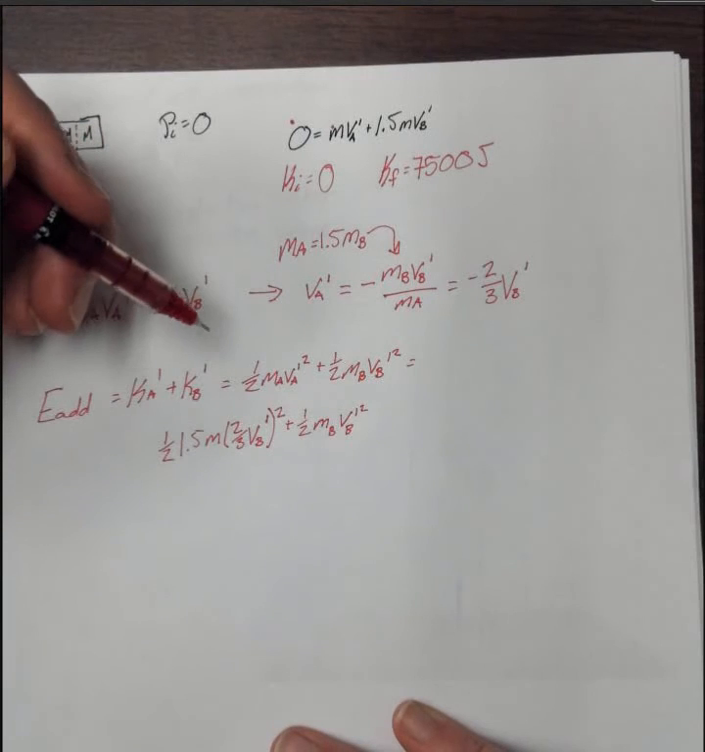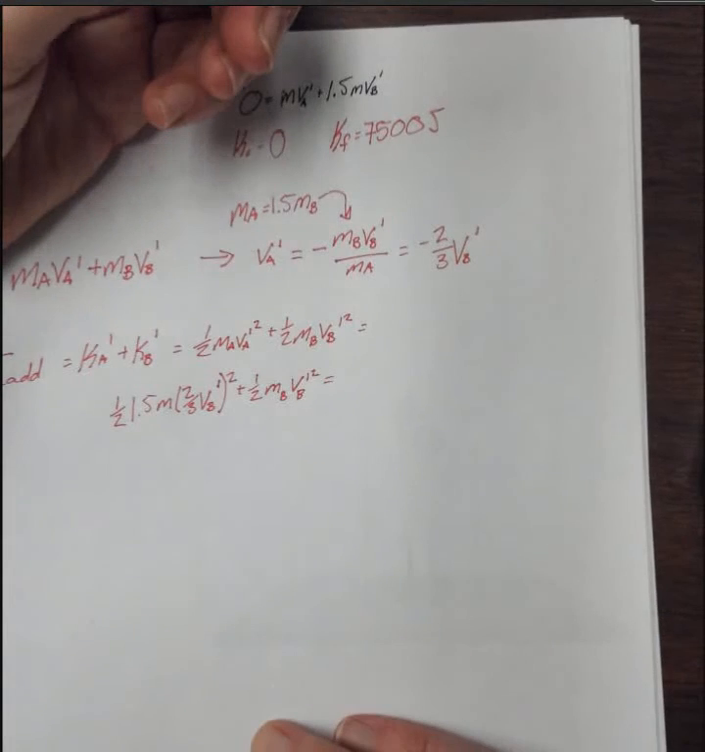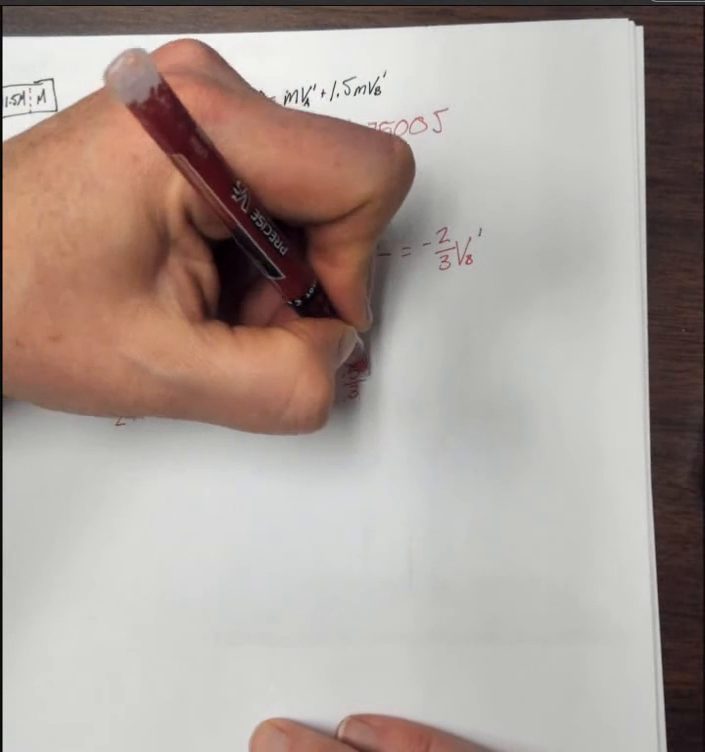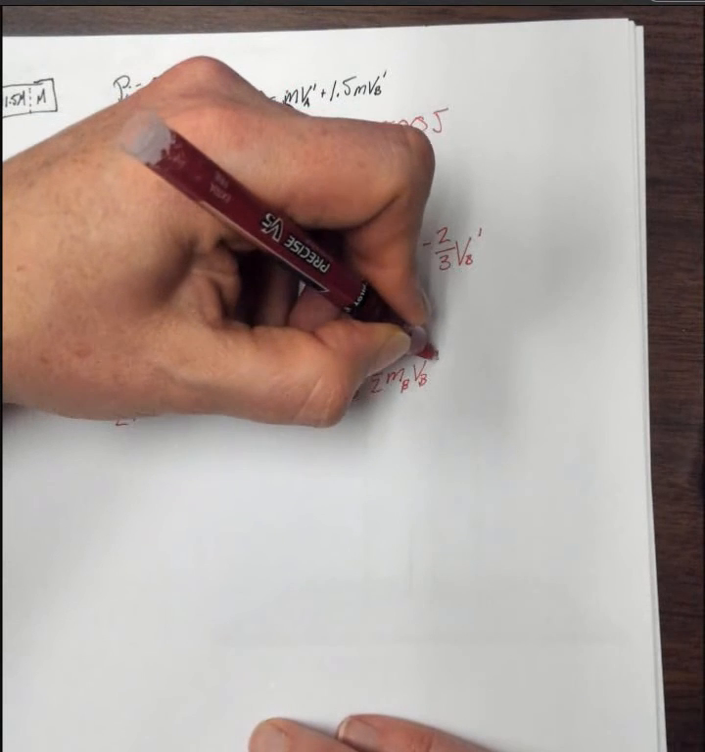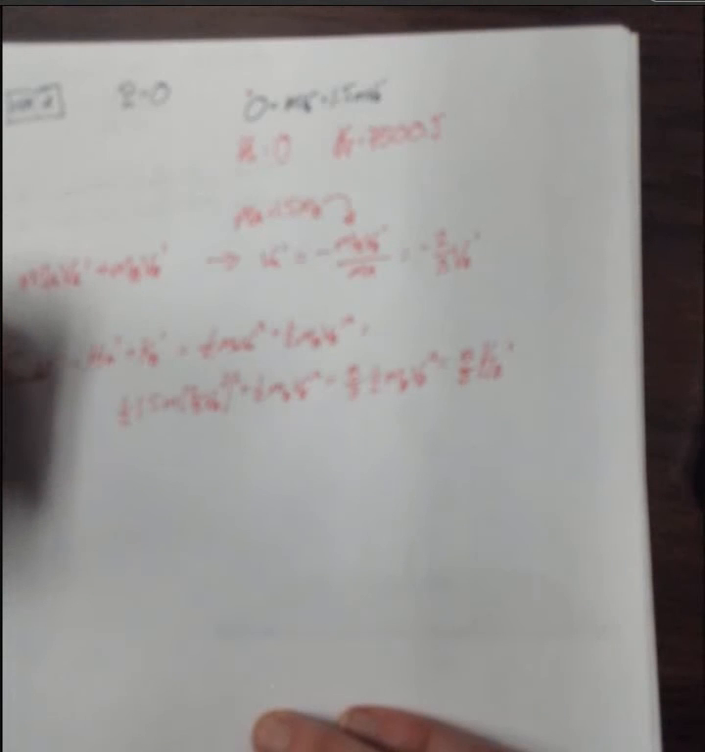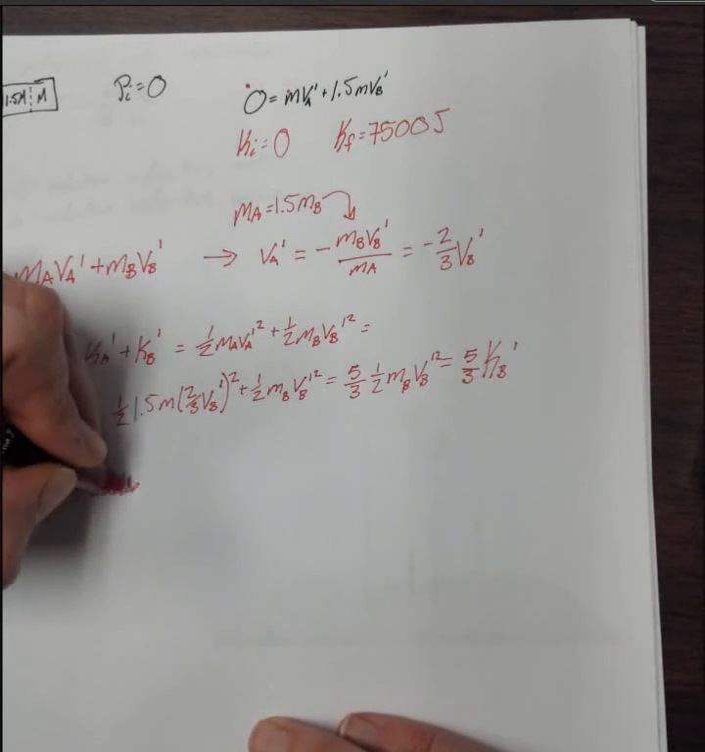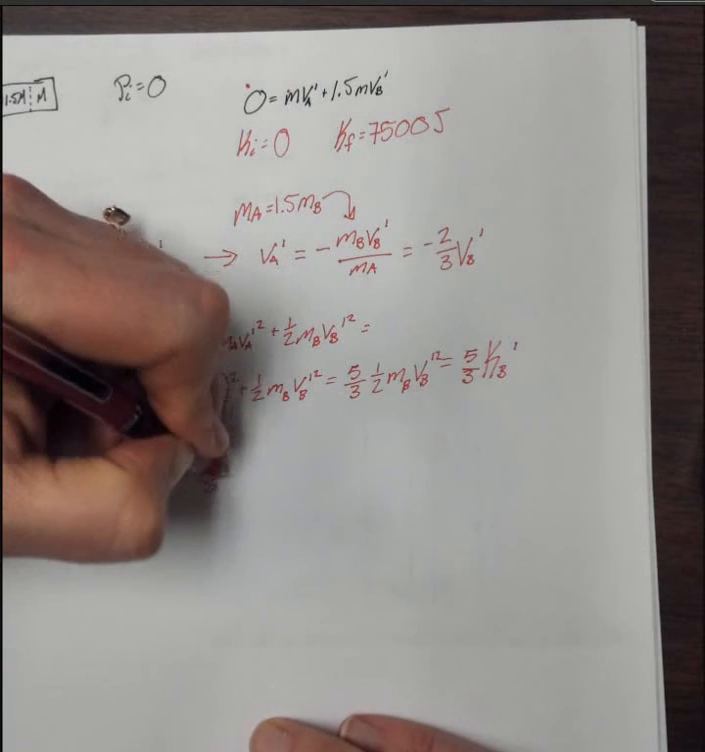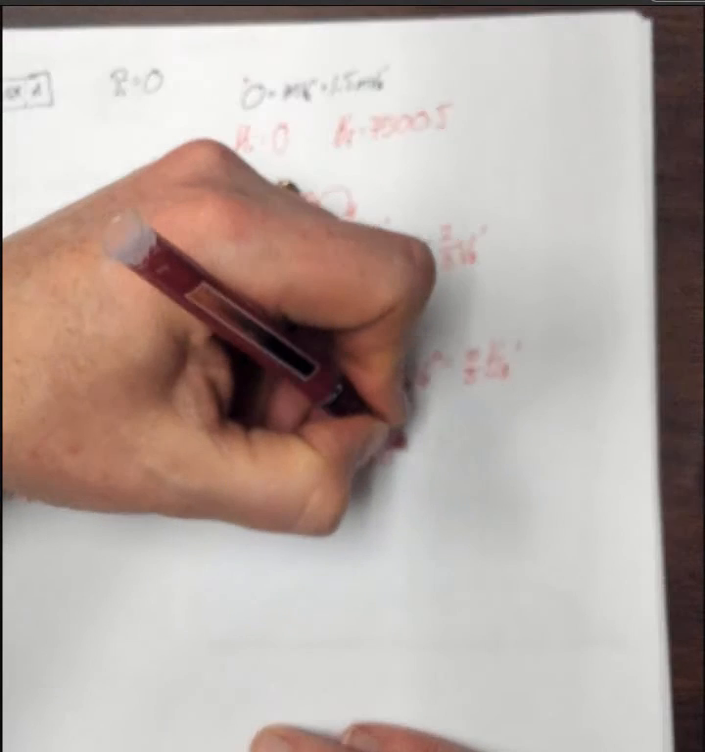And you notice I dropped out that negative value because that value is going to get squared. So we reduce and combine like terms in the equation, and you end up with 5/3 times 1/2 MBVB prime squared will equal 5/3 Kb prime. So Kb prime equals 3/5 the energy added, and 3/5 times 7,500 joules is equal to 4,500 joules.